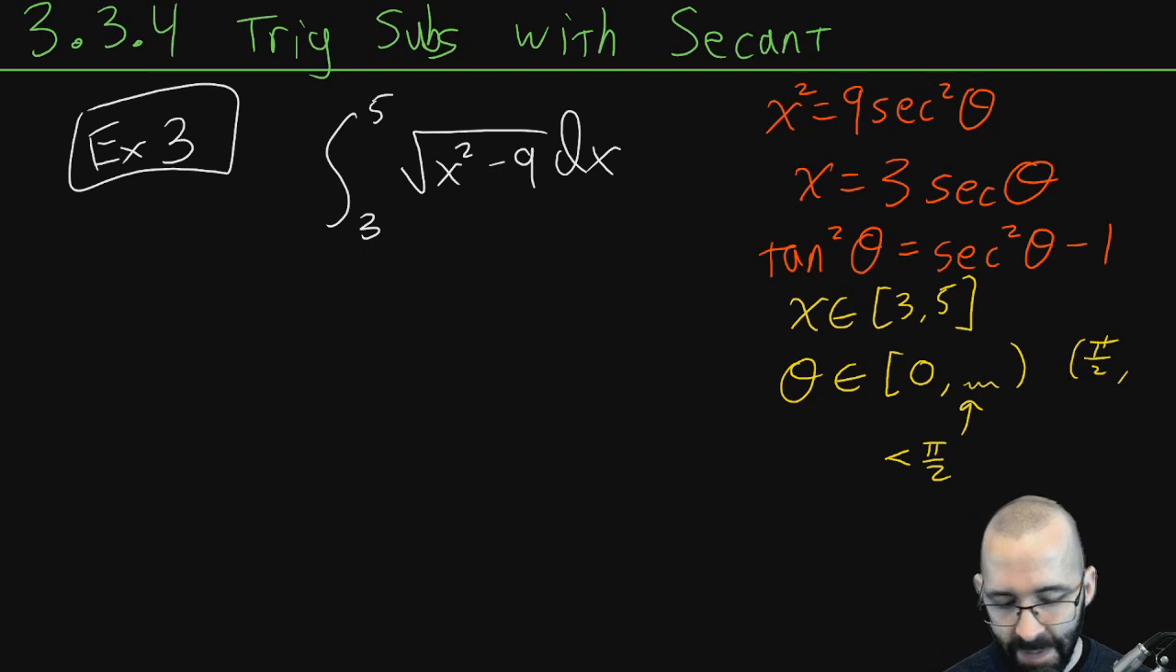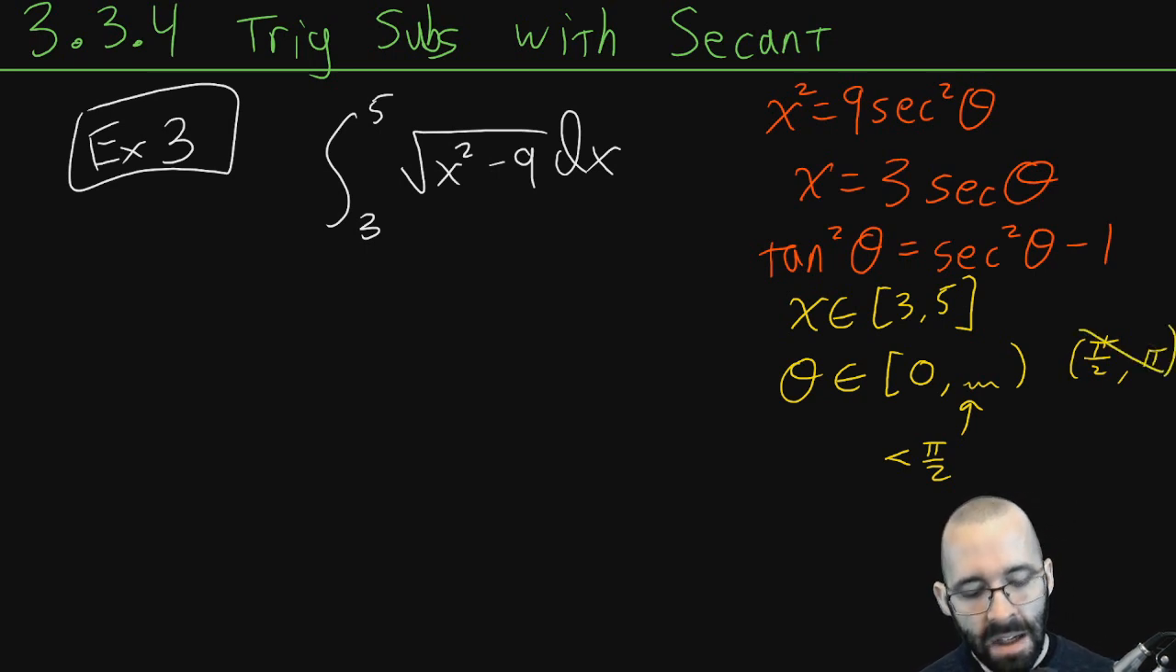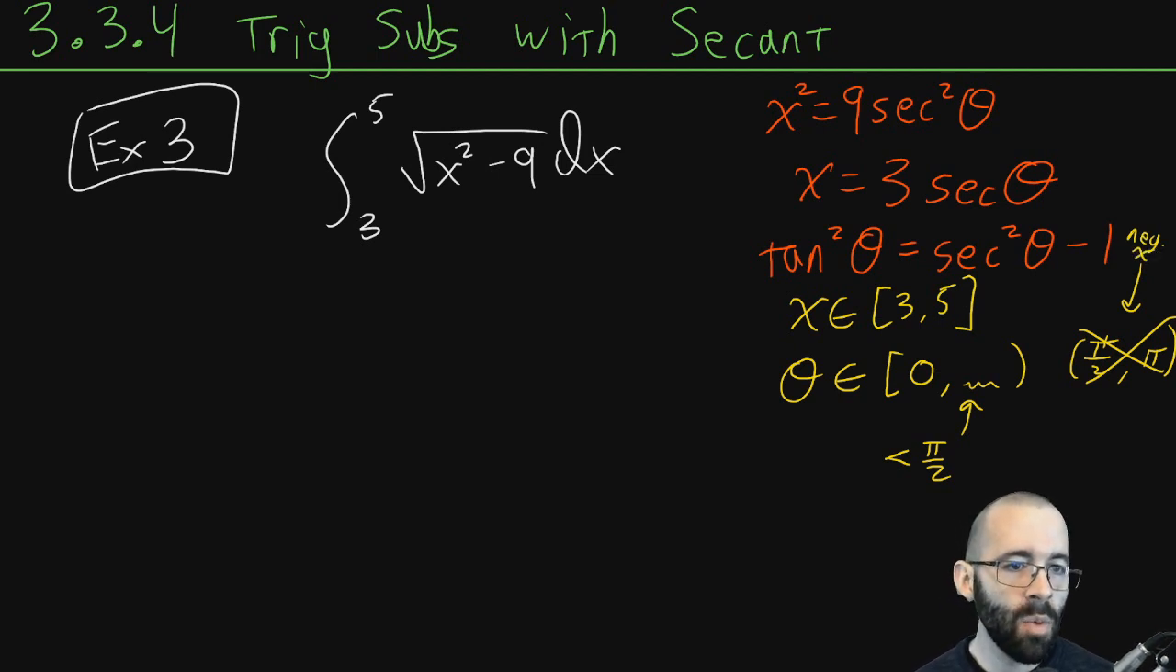Sometimes theta will also be in the interval from pi over 2 to pi, but we don't need that here. That is for negative x. Negative x will be the second part of the interval. We'll worry about that in a future problem. But here, we're just going to say theta is between 0 and pi over 2. What we know about tangent on that interval is what we're going to need later.